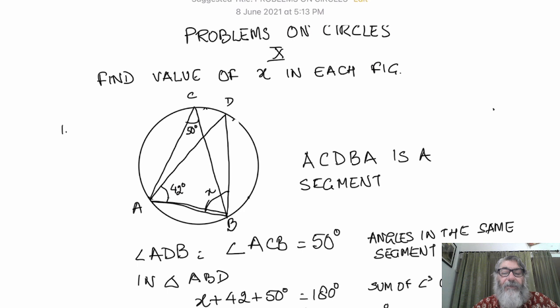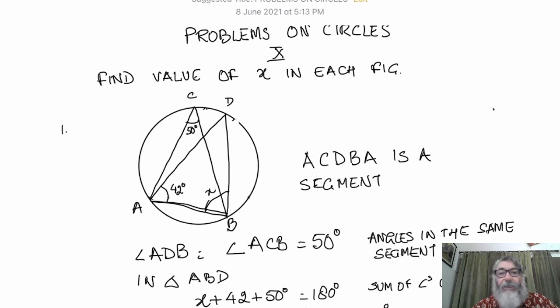The opposite angles of a cyclic quadrilateral are supplementary. Cyclic quadrilateral means a quadrilateral having its vertices on the circumference of the circle. Now let us see this figure.